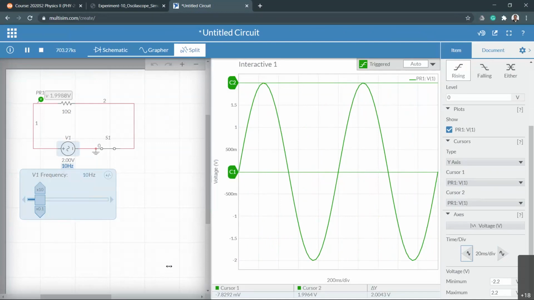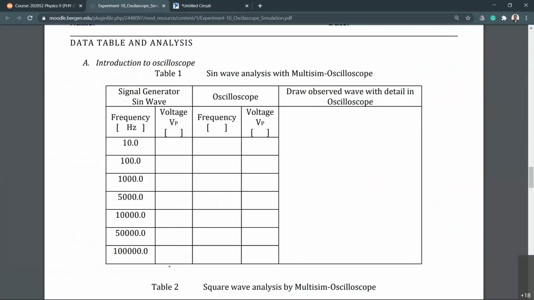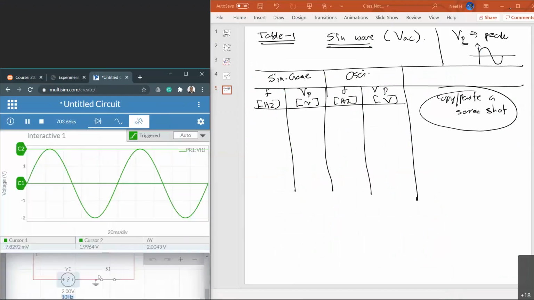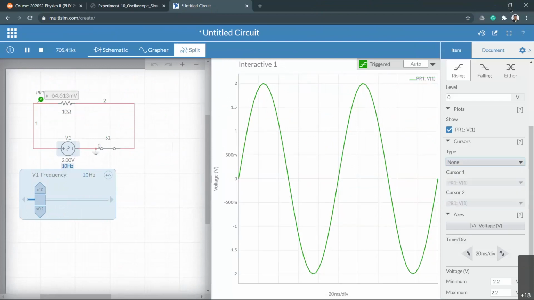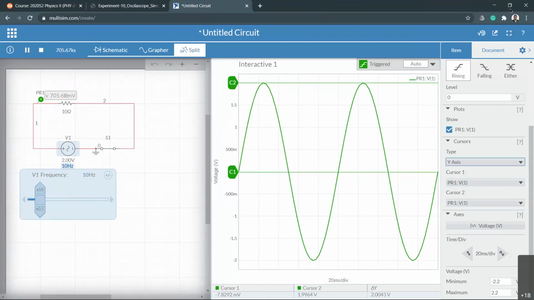All right, now let's continue. I need to measure voltage now. I apply 2 volt, and I have to measure frequency and voltage by using the oscilloscope. We are on 10 hertz. Let's say 10.0. The voltage applied is 2.00. I have to measure these two by using the oscilloscope. So let's do the voltage since my cursor is already there. On the right-hand side, you can see the cursor. If you click on the cursor, you can select whether you need x-axis, y-axis or none. If none, there are no cursors visible. You can click the y-axis cursors.